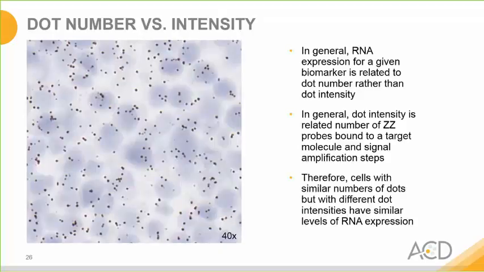In general, RNA expression for a given biomarker is related to dot number rather than dot intensity. And the dot intensity itself is typically related to the number of double Z probes bound to a target molecule in signal amplification steps. So, in other words, for two different biomarkers, if the number of dots observed in those assays is similar, they're likely to have similar levels of mRNA expression, even if the dots for one biomarker appear to be slightly more intense.